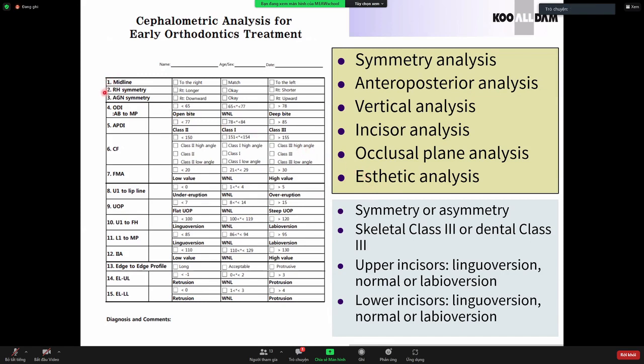So first, midline and ramus height and antegonial notch. So you should check the symmetry or asymmetry relation. And the next part is skeletal class 3 or dental class 3. And also the upper incisor position, lingual version, or normal or labial version. And also we should check the lower incisor position.